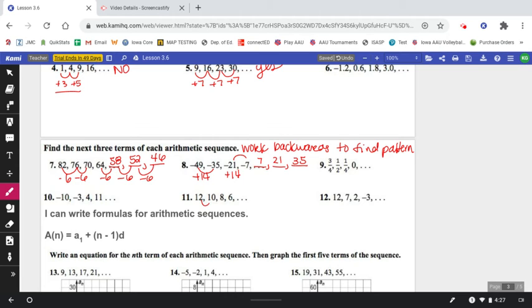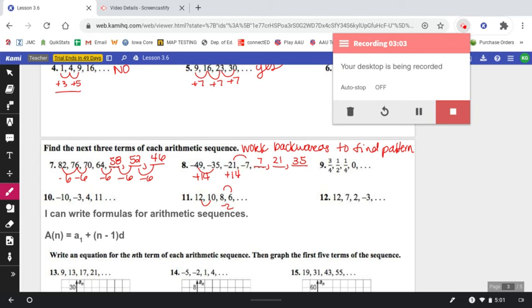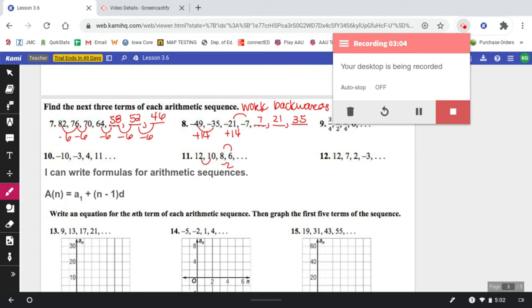Same thing here. If I didn't know that going from 12 to 10 was subtract 2, I could work backwards. 6 to 8 is minus 2. Okay, so then to fill in the next three blanks, I would subtract 2 from 6, which is 4, subtract 2, which is 2, and subtract 2, which is 0.